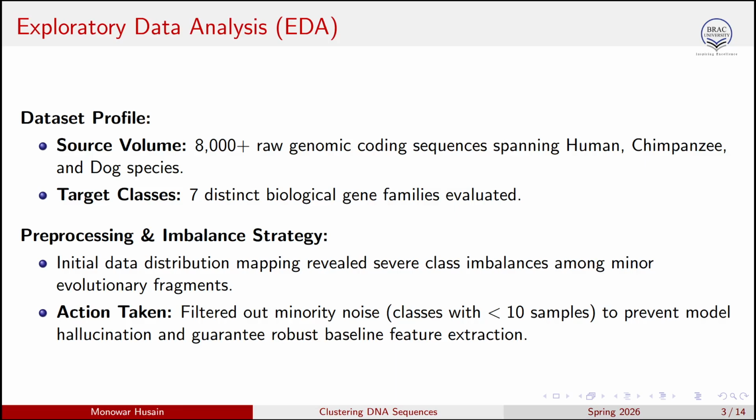However, when I mapped the initial data distribution, I found some severe class imbalances. Some of the minor evolutionary fragments were tiny. For example, the snRNA class only had 7 samples in the test set. If you feed a class of 7 samples to a machine learning model, it does not learn, it just memorizes. It will start hallucinating results. So, to fix this, I made the strict decision to filter out any minority noise, specifically classes with fewer than 10 samples. I had to do this to guarantee a robust baseline for my feature extraction.